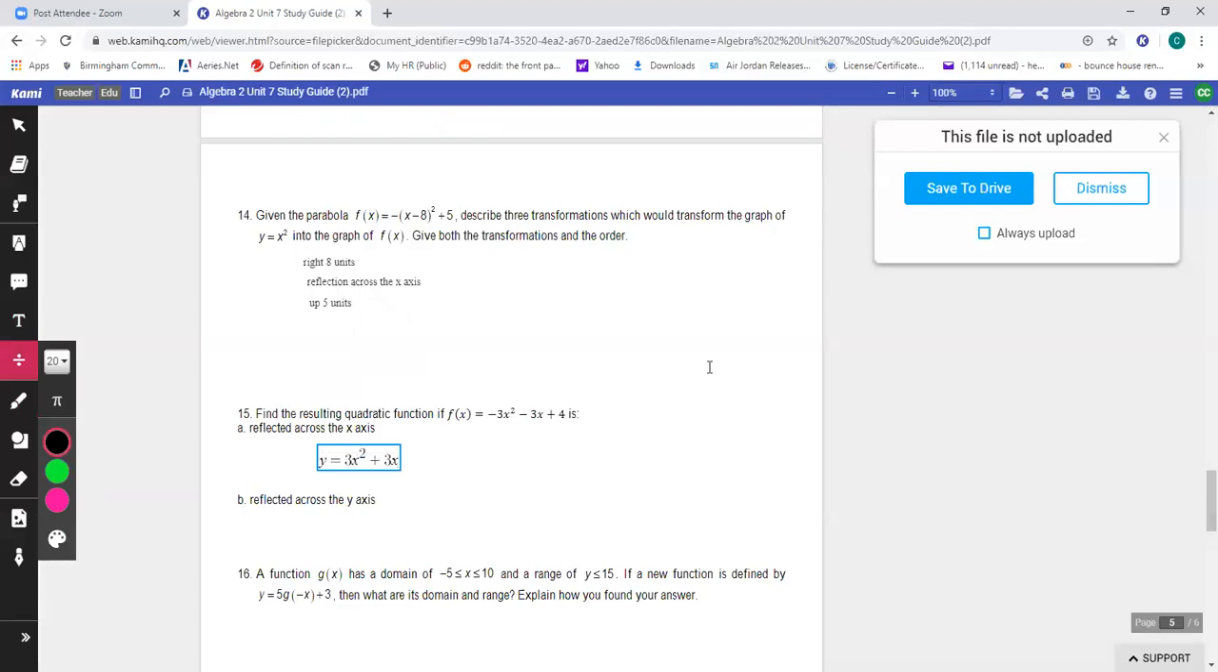plus 3x minus 4. When you reflect across the y-axis, you're switching the signs of the x. So you only switch the signs of the x when you see an x. So it's going to look like y is equal to -3. And then what I'm doing is I'm just switching the signs of the x's only. Okay, and now we simplify it.